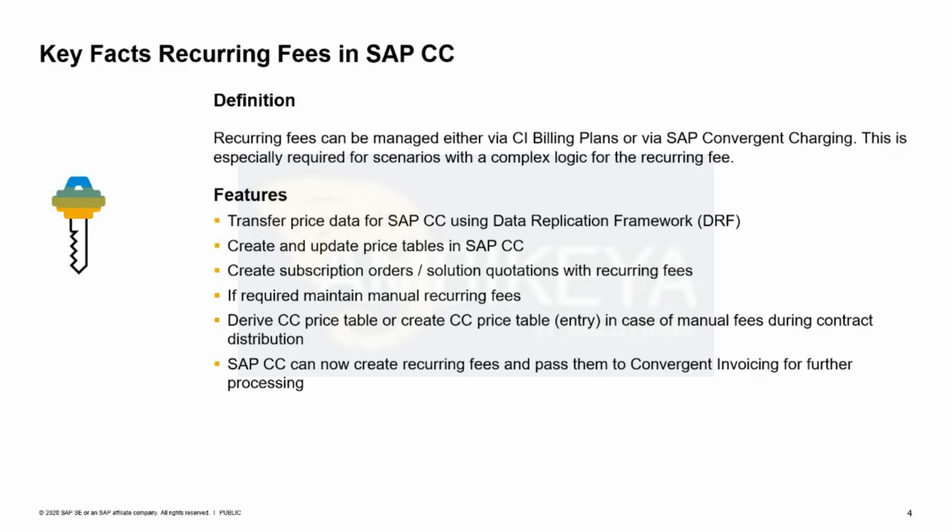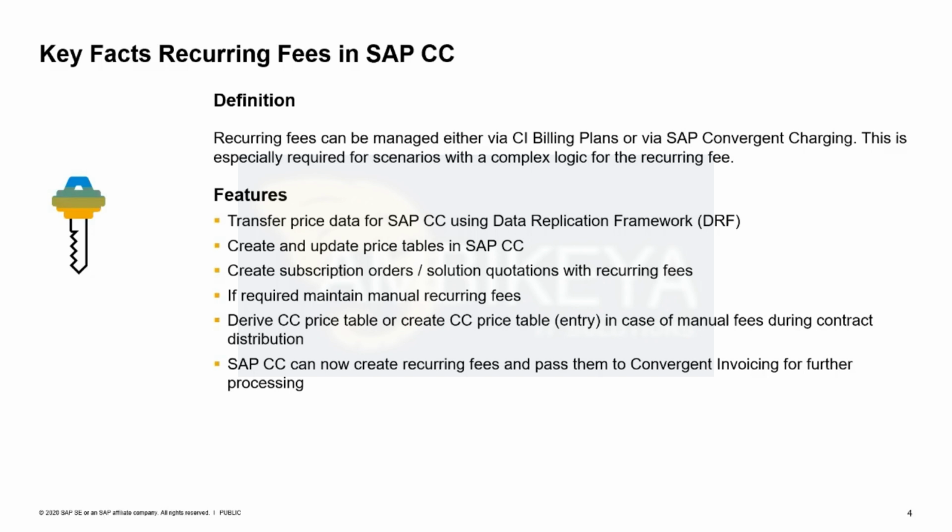For products, the price table names will be the same as product names. So for one product, we ideally have one price table. Similar to Business Suite, but there we used to use a GUID, and now we changed it to a name so that it will be easy to relate to. Then during ordering time, with a subscription order or solution quotation, you can maintain recurring fees, the determined fees.